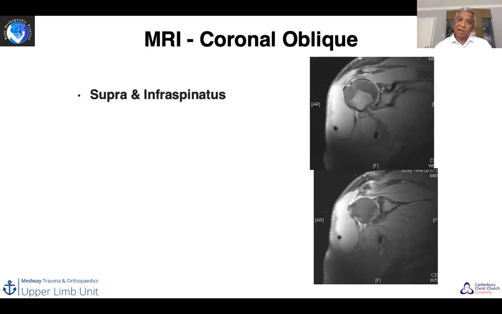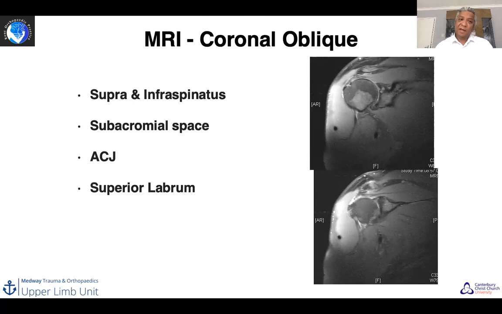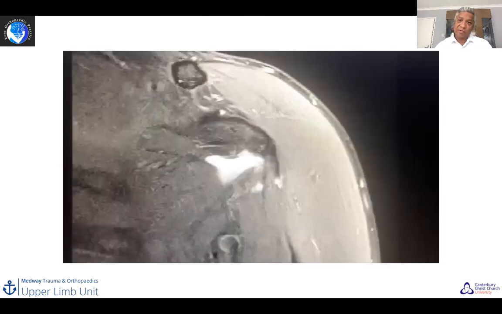in these views. So in the MRI coronal oblique, one can go through the sections looking at the supra and the infraspinatus, and this is a good view to look at the tear and the degree of retraction of the supra and infraspinatus tear. It also gives a good view of the subacromial space, the ACJ, the superior labrum, as well as the biceps tendon as it comes off from the supraglenoid tubercle and goes into the groove.